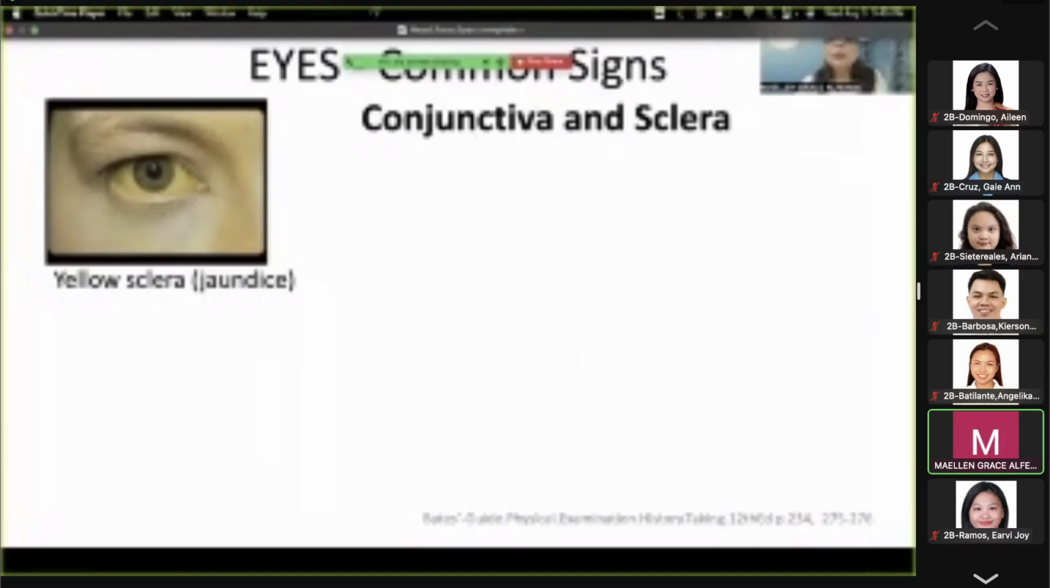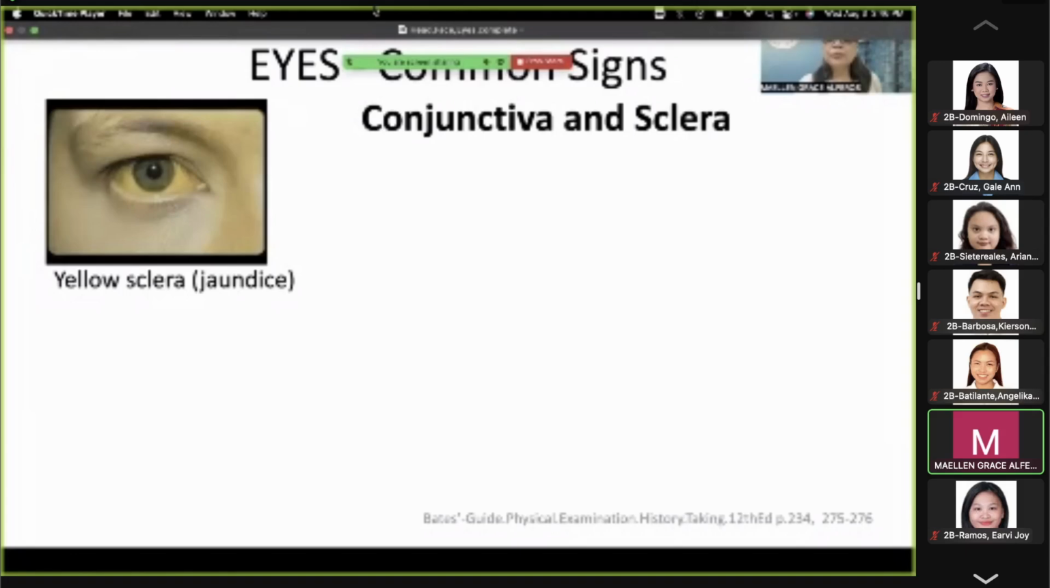Now, moving on to the conjunctiva and the sclera, you will see here that the normal sclera is white, but when it turns yellow, as in jaundice, this is mainly due to a hepatic problem, hepatitis, or an obstruction in the biliary tract by a stone. So you can have what we call obstructive jaundice.